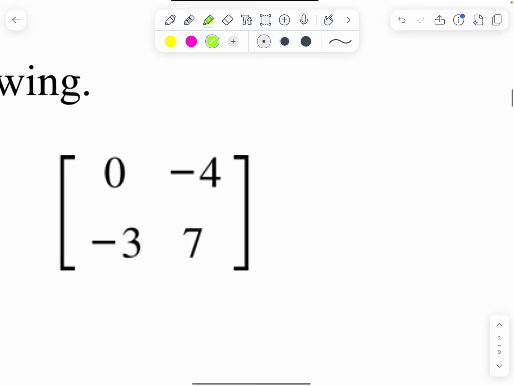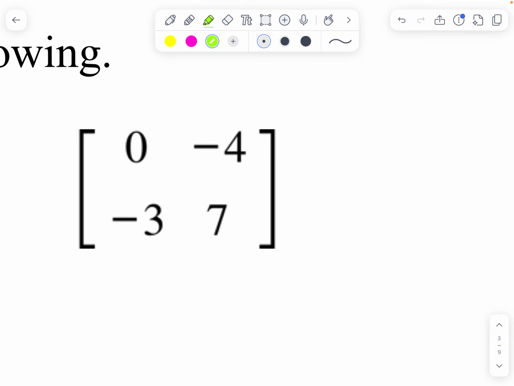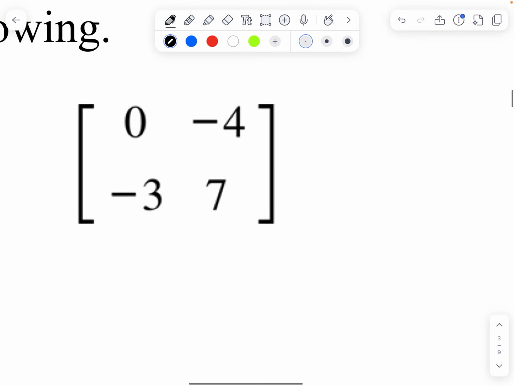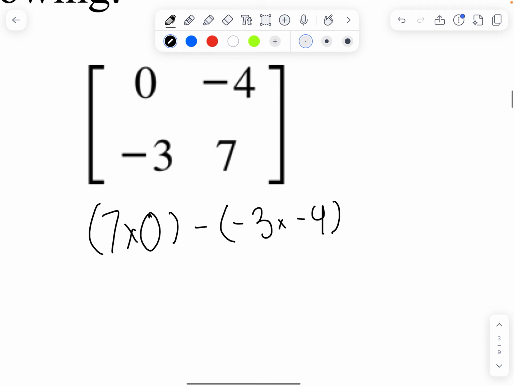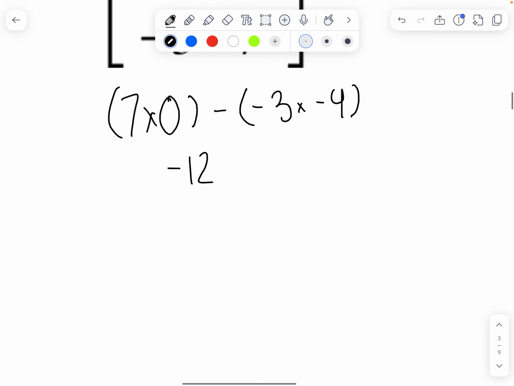Time for the second question. Okay, so 7 times 0 minus negative 3 times negative 4. And this is just negative 12. So D equals negative 12.